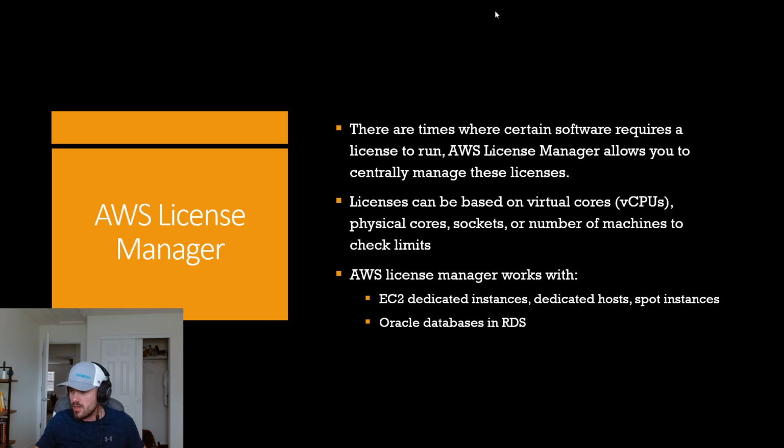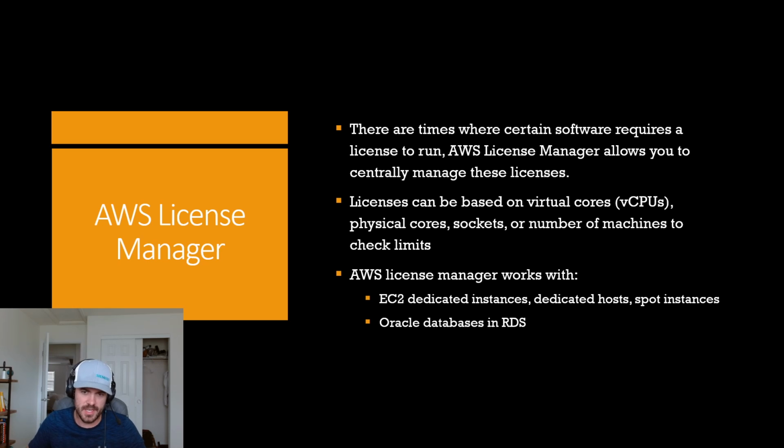So we've got AWS License Manager, which is going to be used when you have a certain software that requires a license to run, like a bring your own license model. If that is the case, AWS License Manager allows you to centrally manage these licenses and integrate them with your infrastructure. These licenses can be based on maybe virtual cores, so vCPUs, physical cores if you're using on-prem servers, sockets, or maybe the number of machines that you need to check your limits.